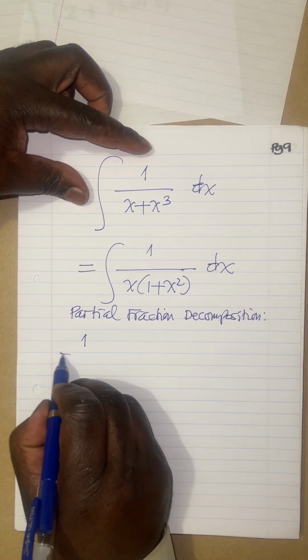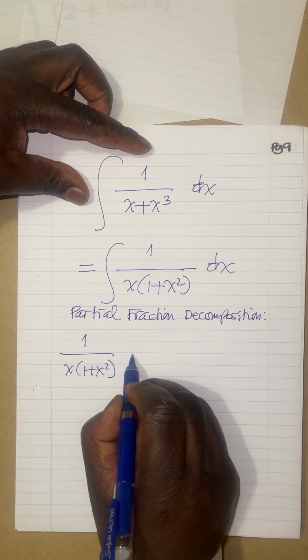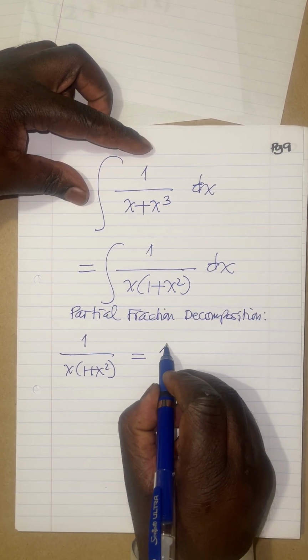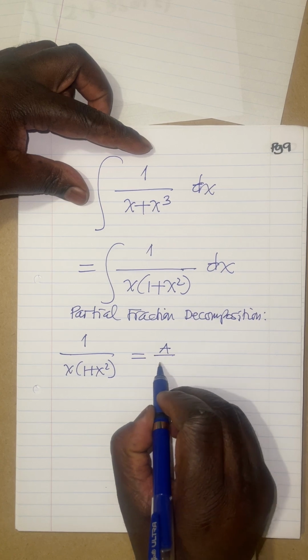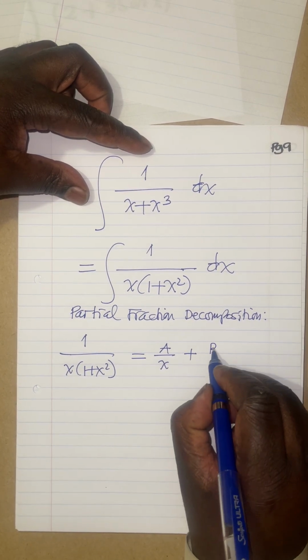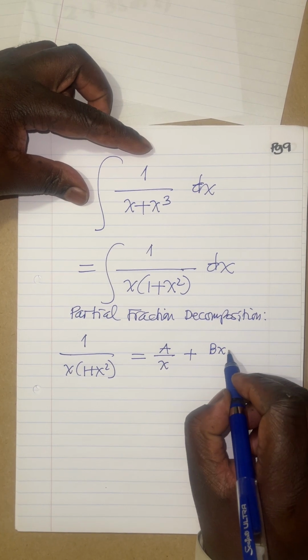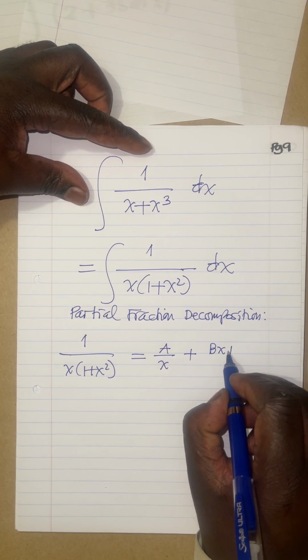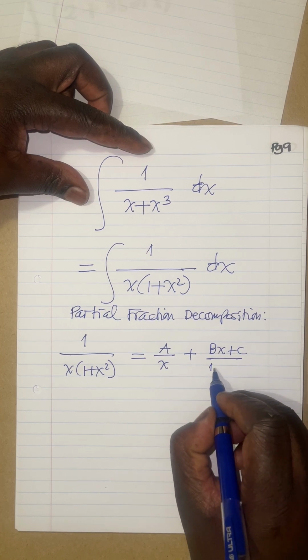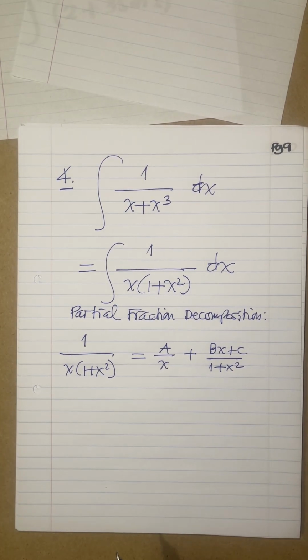So what are we saying? We're saying 1 over x(1 plus x squared) can be written as capital A, where A is a constant, over x, plus... Remember, this part is quadratic, so the expression in the numerator must be a linear expression in terms of x. So (bx plus c) all over (1 plus x squared). Our job is to find the values of a, b, and c.